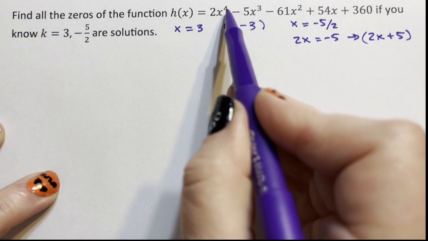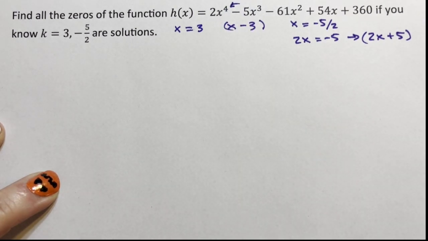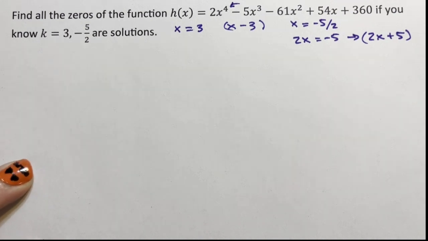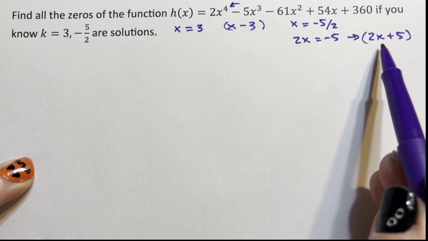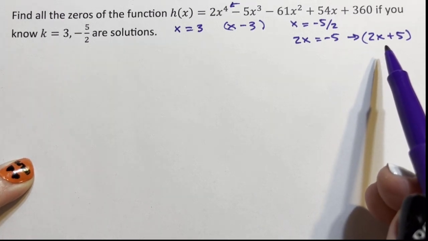We have a total of 4. That's what that little 4 right there tells us. We need to find all 4, and we are given half of them. We can use these binomials and long division of polynomials to figure out the last two.